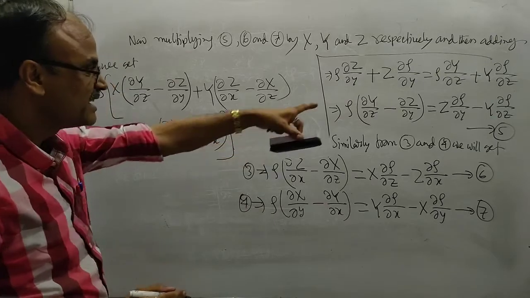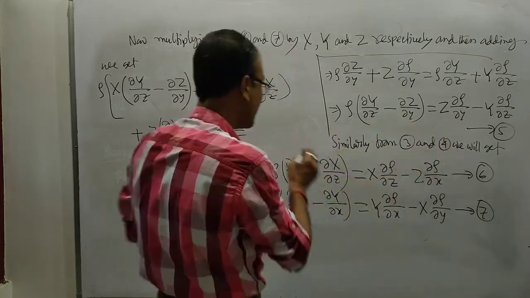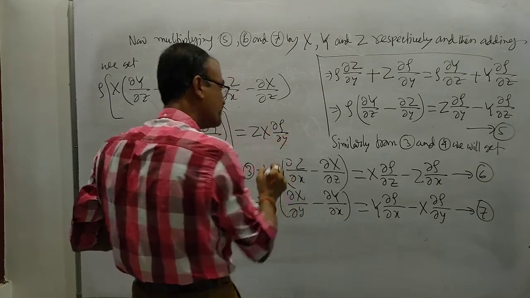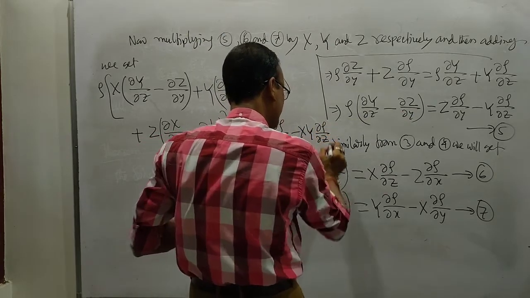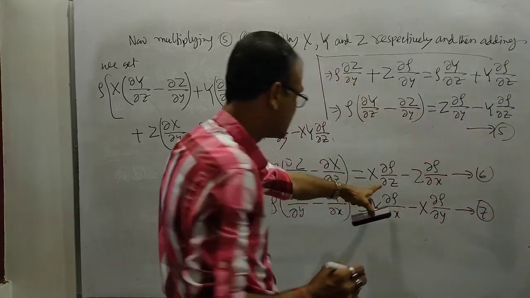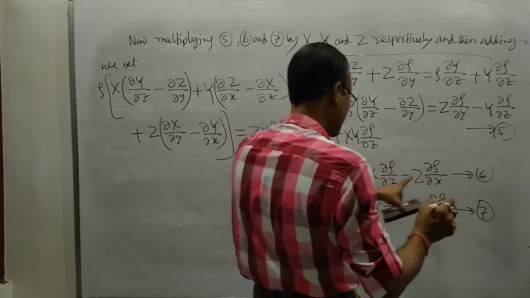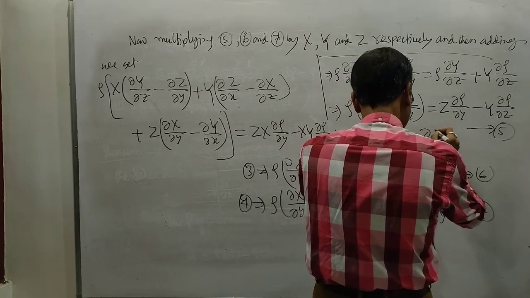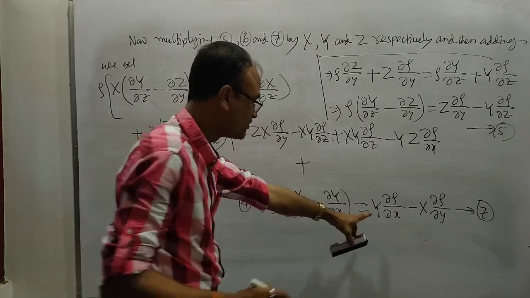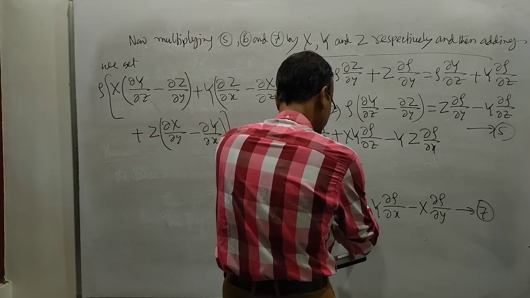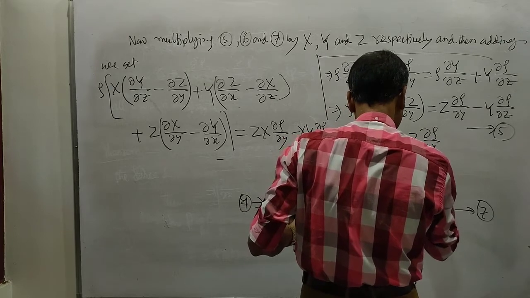The left hand side has been written. Now write the right hand side. This is equal to 5 multiplied by x, therefore it will be zx ∂ρ/∂y minus xy ∂ρ/∂z, and it is multiplied by y, xy ∂ρ/∂z, minus yz ∂ρ/∂x. Now plus, multiplied by z, yz ∂ρ/∂x minus zx ∂ρ/∂y.